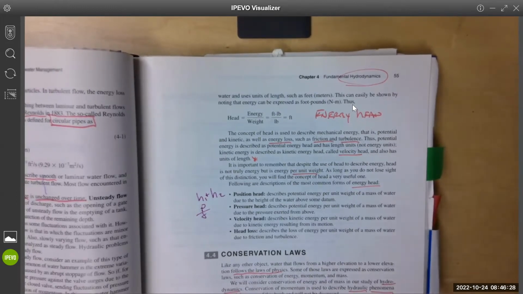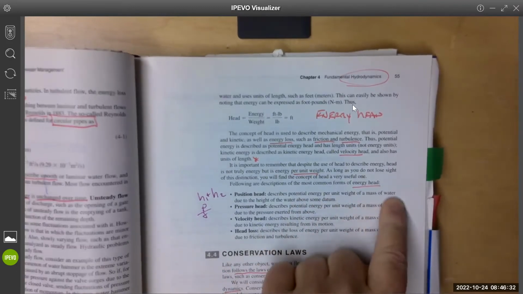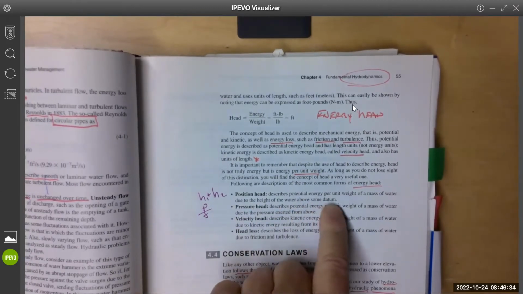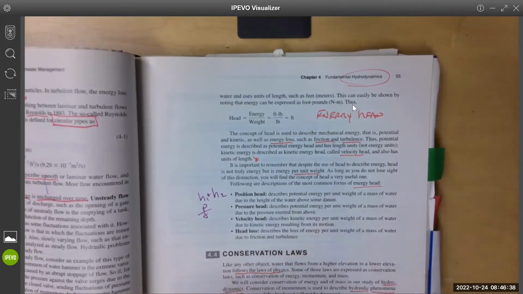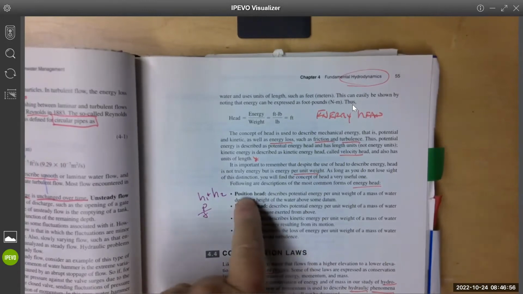So position head, they say potential energy per unit weight of mass of water due to the height of the water above the datum. So essentially, this has to do with weight up high. It doesn't have to be just water. If you say, oh, it's 50 feet ahead, there's something up there 50 feet, and there's a certain amount of energy that'll be tagged to that. Okay. So position head is something we call potential energy.